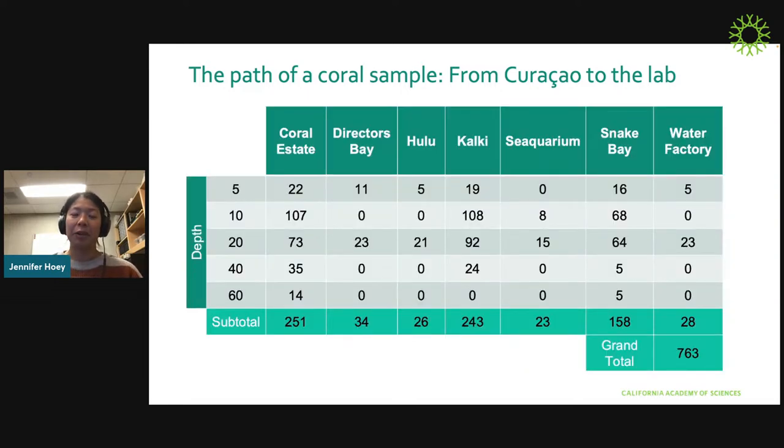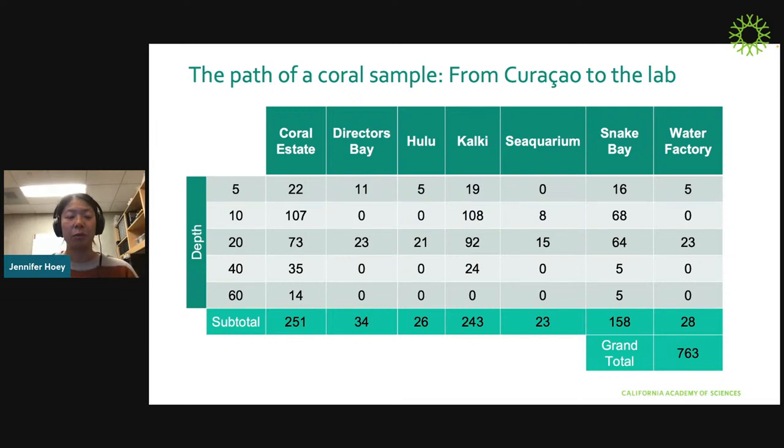Here's a table summary of what I did over the summer and what we collected. In all, we collected over 750 corals, and I extracted DNA for all of these corals. The numbers are broken down by our seven different sites and also by depth. For some sites, you'll notice that maybe 20 or 30 corals were collected, which will give us a broad picture of population structure and what's going on at the scale of the island of Curacao. For other sites, Coral Estate, Kalki, and Snake Bay, we sampled more intensively across the entire depth range from 5 to 60 meters.